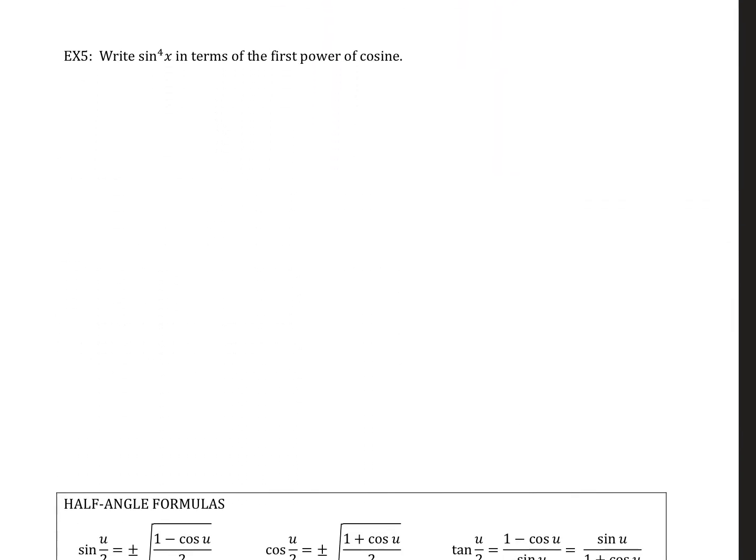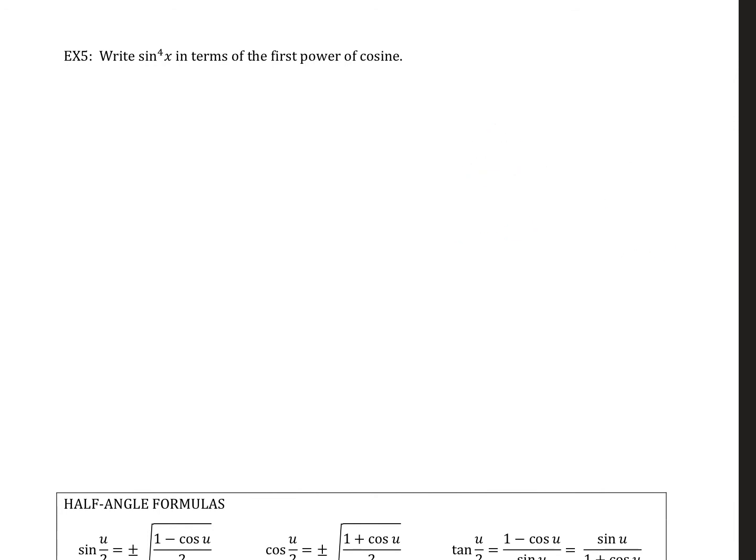So now let's take a look at example 5. Write sine to the 4th power x in terms of the first power of cosine. One thing also to really note, remember, sine 4x is not the same as sine to the 4th power of x. This is talking about having sine of x to the 4th power. This one is multiplying the angle inside by 4. Okay, so remember to bear that in mind.